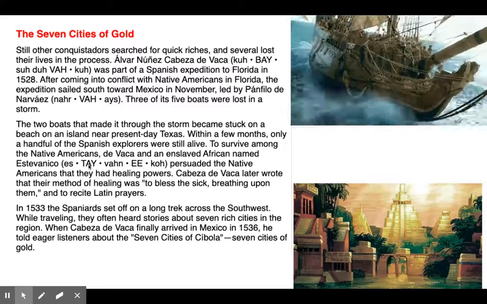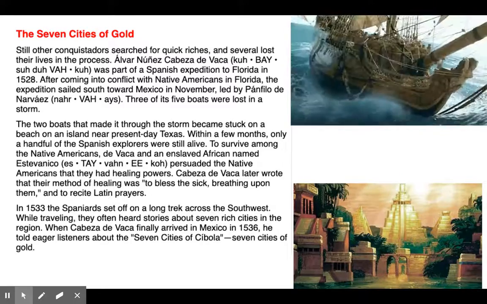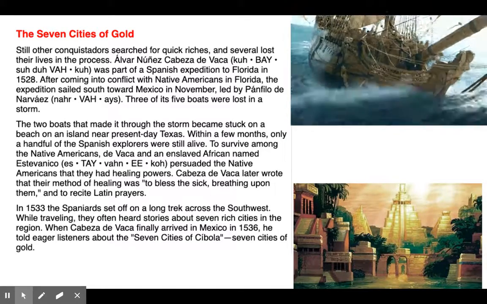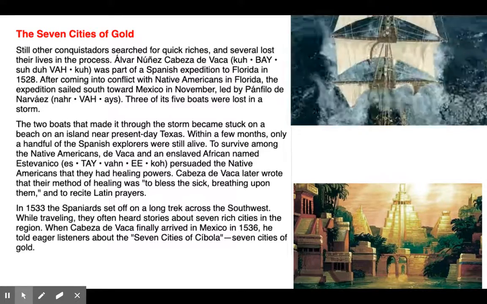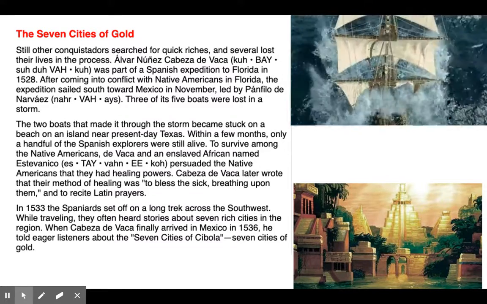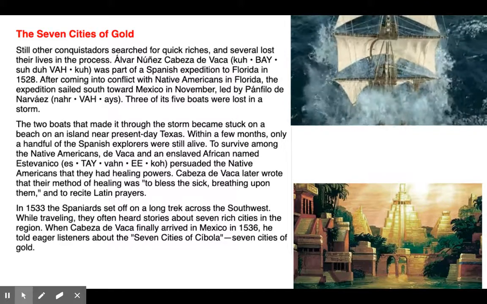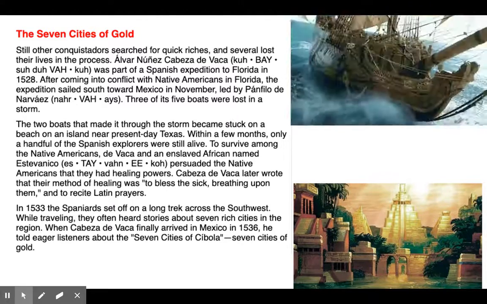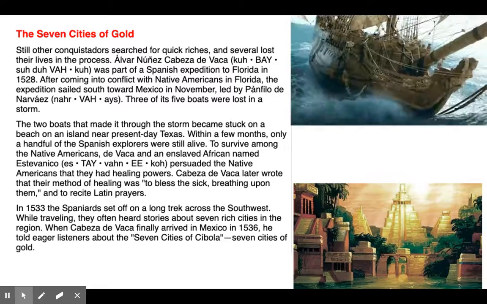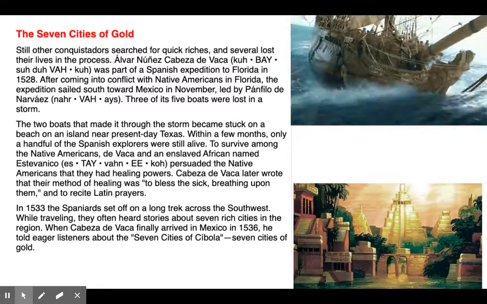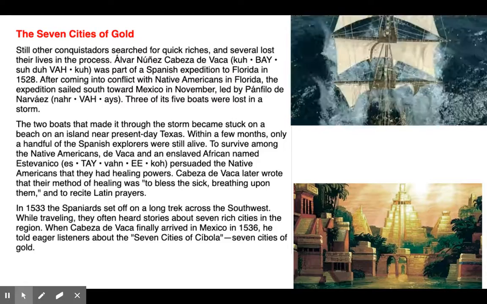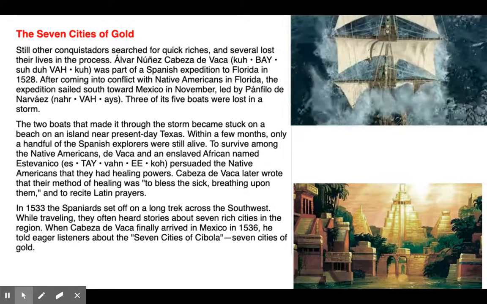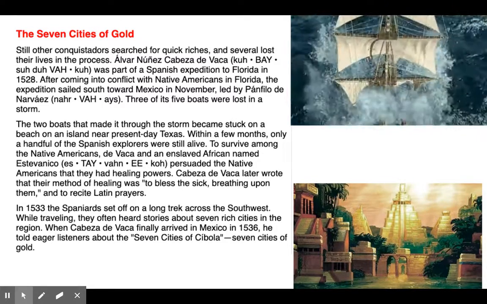The Seven Cities of Gold. Still another conquistador searched for quick riches, and several lost their lives in the process. Alvar Nunez Cabeza de Vaca was part of a Spanish expedition to Florida in 1528. After coming into conflict with Native Americans in Florida, the expedition sailed south toward Mexico in November, led by Panfilo de Narvaez. 3 of its 5 boats were lost in a storm.